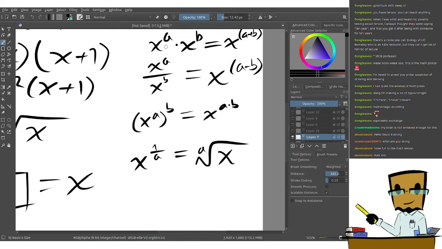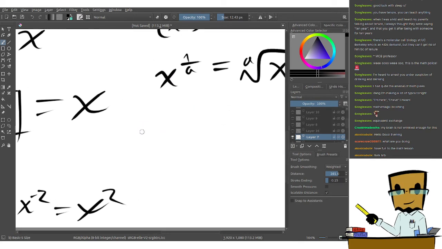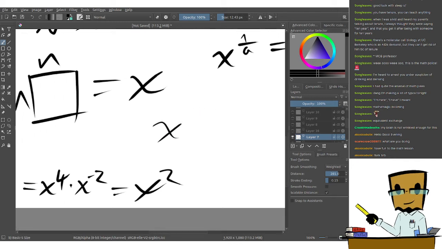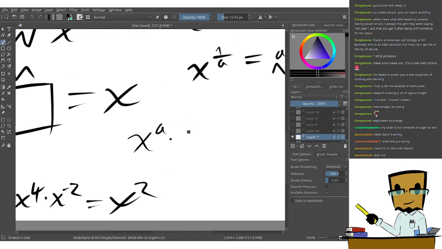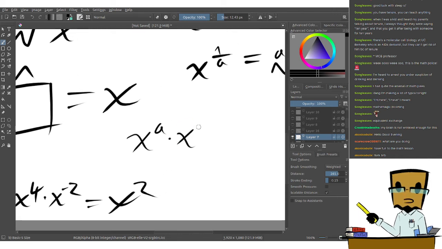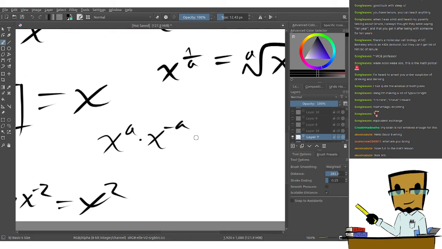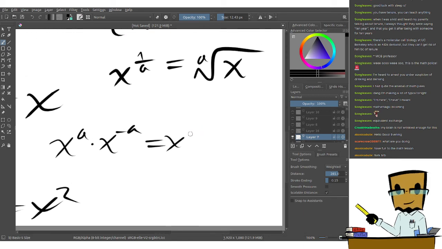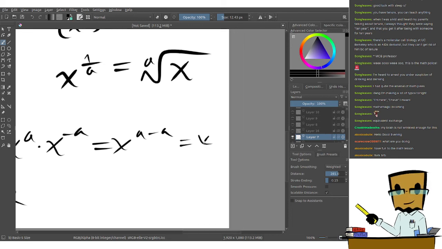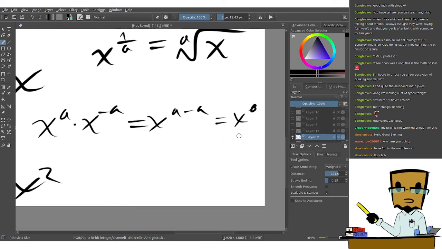Cancellations and all that. So, earlier, x to the power of a times x to the power of b equals x to the power of a plus b. So, x to the power of a times x to the power of negative a equals x to the power of a minus a, which is x to the 0, which equals 1.